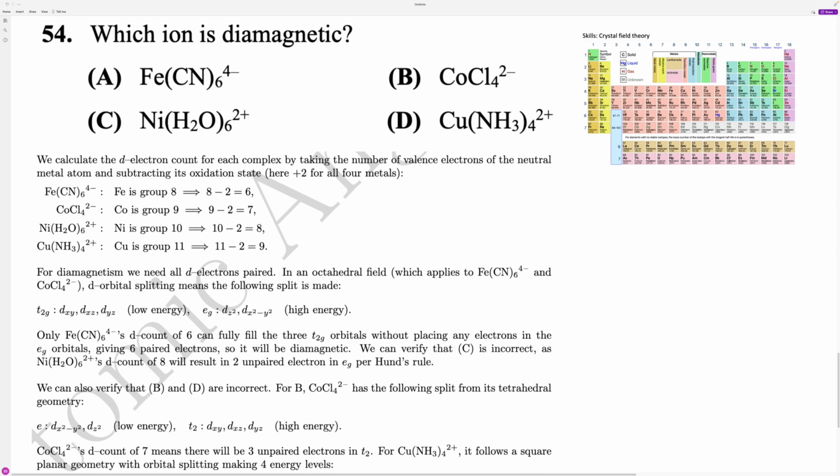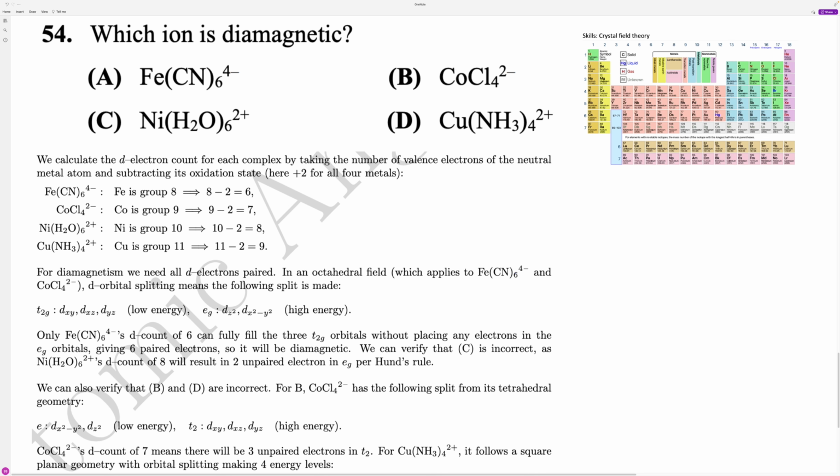Let's move on to question 54. So question 54 requires knowledge of crystal field theory, which is a relatively complex topic. So I highly recommend reading up on it before following along to the solution. Otherwise, most of this won't really make sense to you.